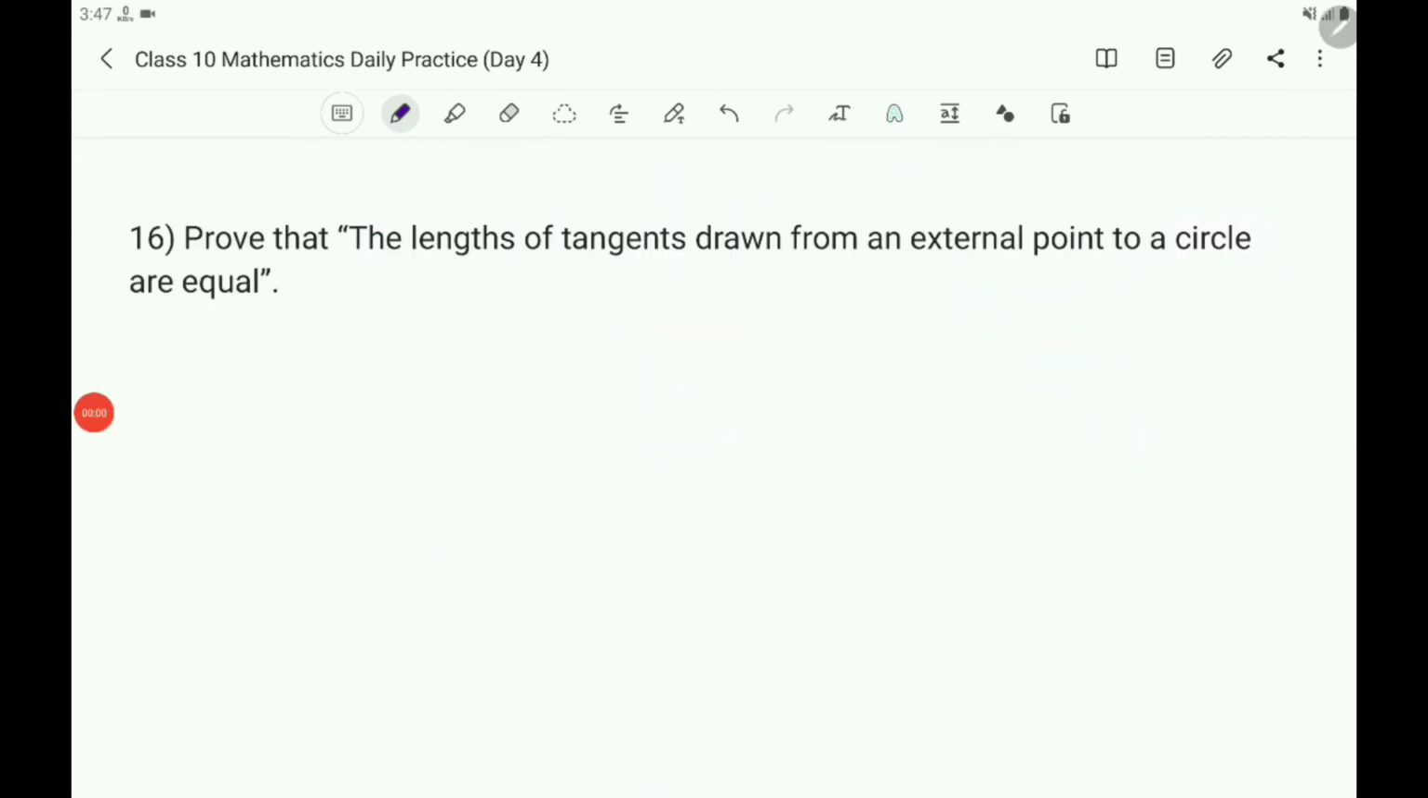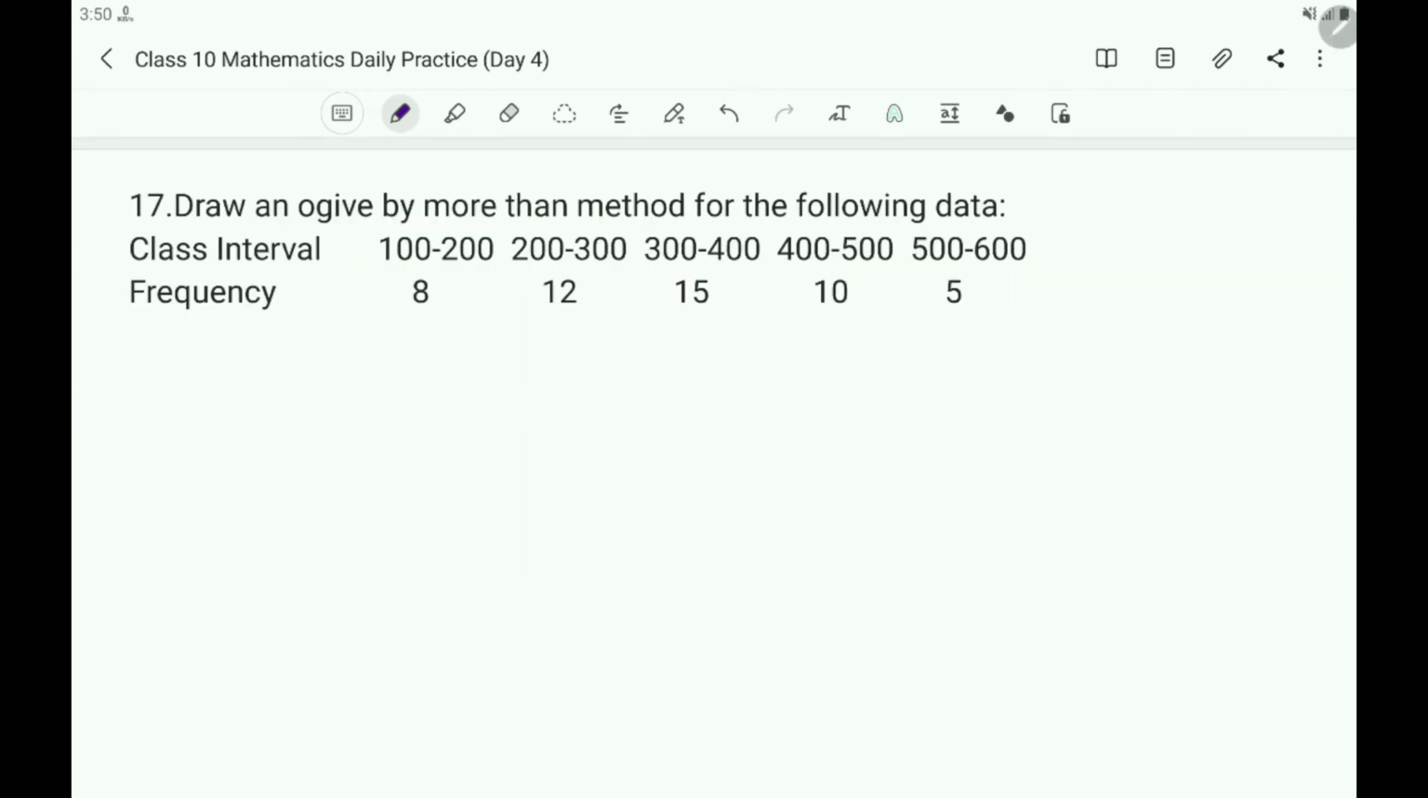Mean equals 26.25. Children, now you take the 16th question. Prove that the lengths of tangents drawn from an external point to a circle are equal. It is a theorem in the chapter circle. Children, go through the theorem and learn the theorem. And it is a 3 marks question. And you know that there are 2 theorems in the circle chapter. You will get any one theorem to prove. So learn this theorem perfectly.